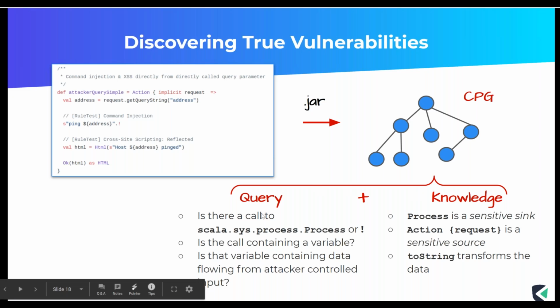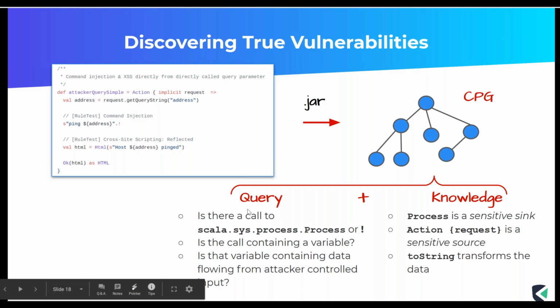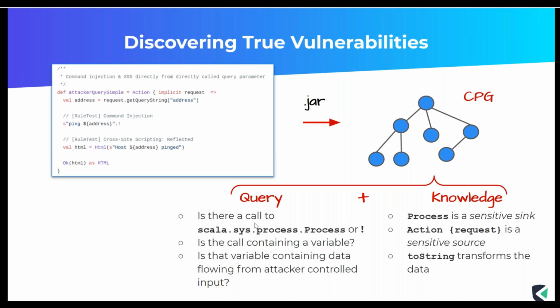Then you take this knowledge and combine it with the queries that you would want to ask. Is there a call to the process? Yes, there is a call. Is this call containing a variable? Yes, that call is containing a variable. Is that variable containing data which is flowing from attacker controlled input? Yes, it is. Once the answers to these questions come out to be true, then you can say that, yeah, it seems like an RCE, you may be owned.